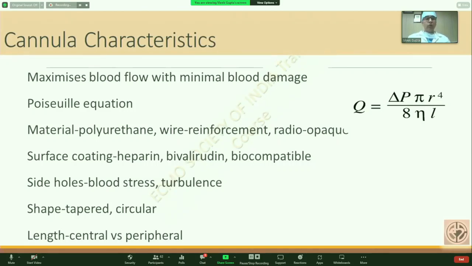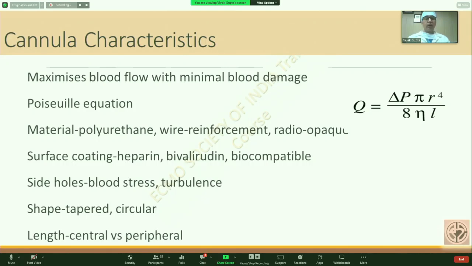So what is important for the cannula characteristics? What we need to achieve is maximized blood flow with minimal blood damage. The cannulas we get nowadays are made of polyurethane, which are wire reinforced, and they are radio-opaque, so you can locate their position. And since they are wire reinforced, the risk of kinking can be minimized.